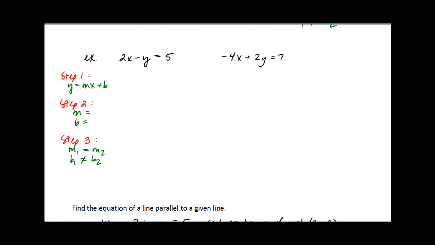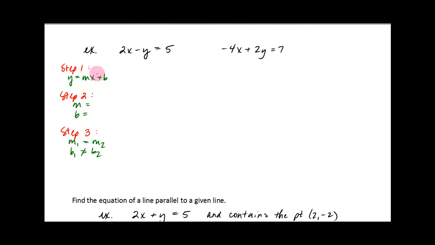Alright, let's practice again. This second example has two lines, 2x minus y equals 5 and negative 4x plus 2y equals 7. Our first step tells us that we need to put our equations in the slope-intercept form. So let's do that first. I am going to subtract 2x from both sides. Remember, I get negative y is equal to negative 2x plus 5. From here, I need to divide by negative 1, and I will end up with y is equal to positive 2x minus 5.